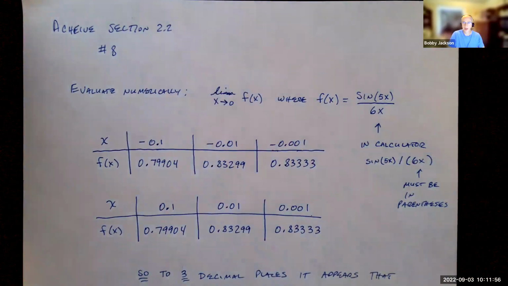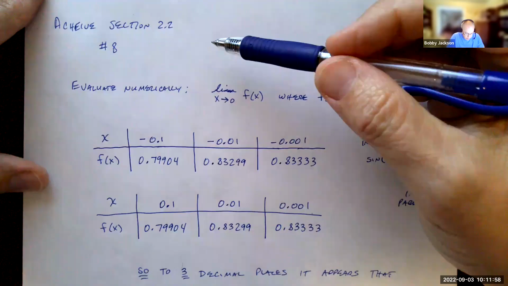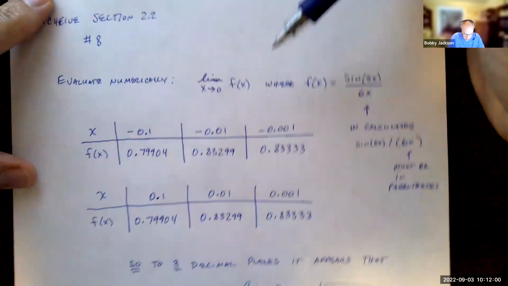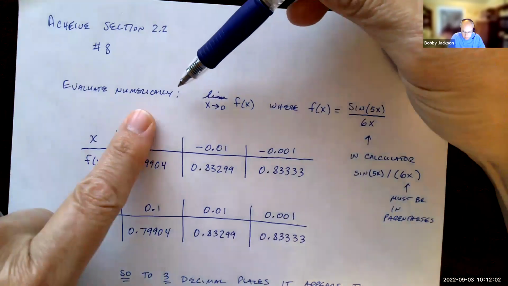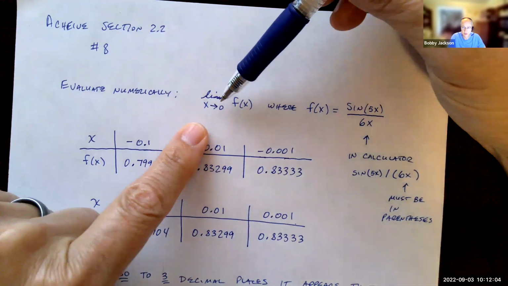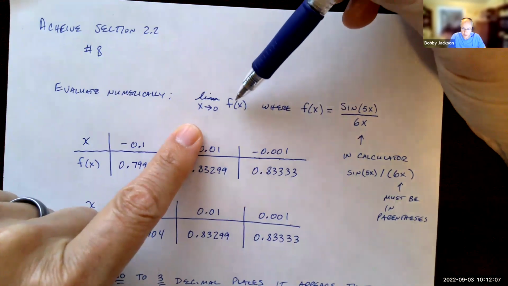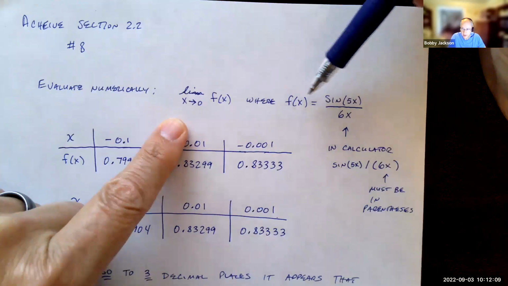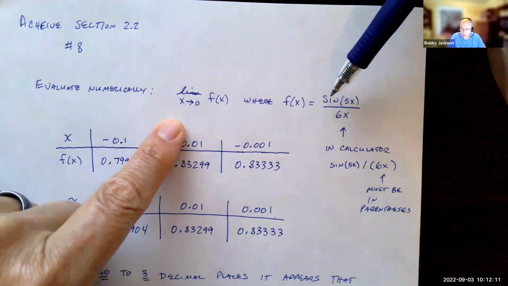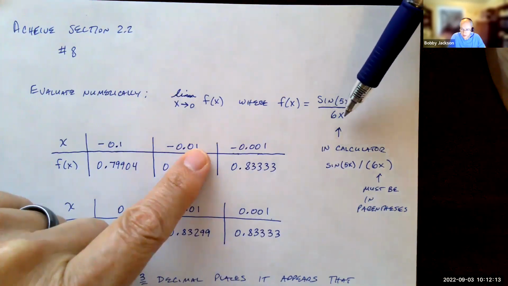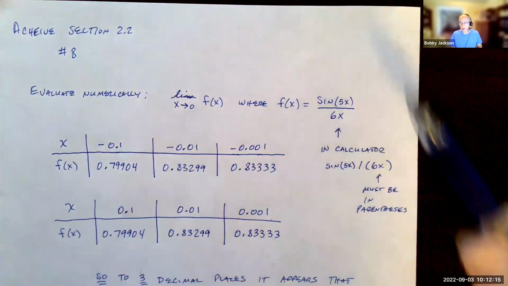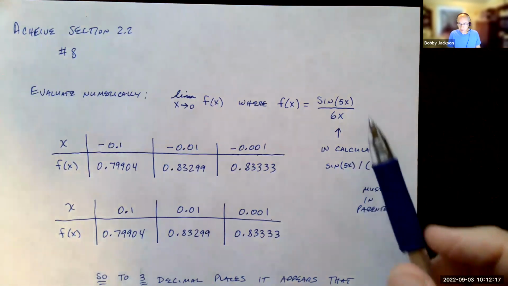Everyone, let's take a look at Achieve Section 2.2, number 8. We're evaluating a limit numerically. The limit as x approaches 0 of the function f of x, and the function f of x is given as, in this case, sine of 5x divided by 6x. Now, two things you need to be careful about.